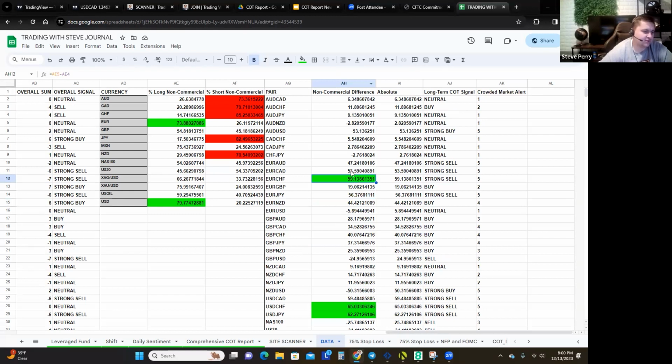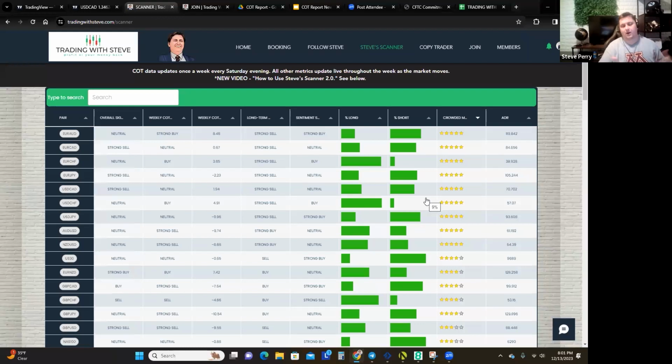Basically how I'm figuring this out is I take the base currency long positions minus the quote currency long positions. That's how I figure that out, as a percentage. That tells me if it's crowded or not. And then from there, it goes into the scanner and tells you if it's crowded or not.